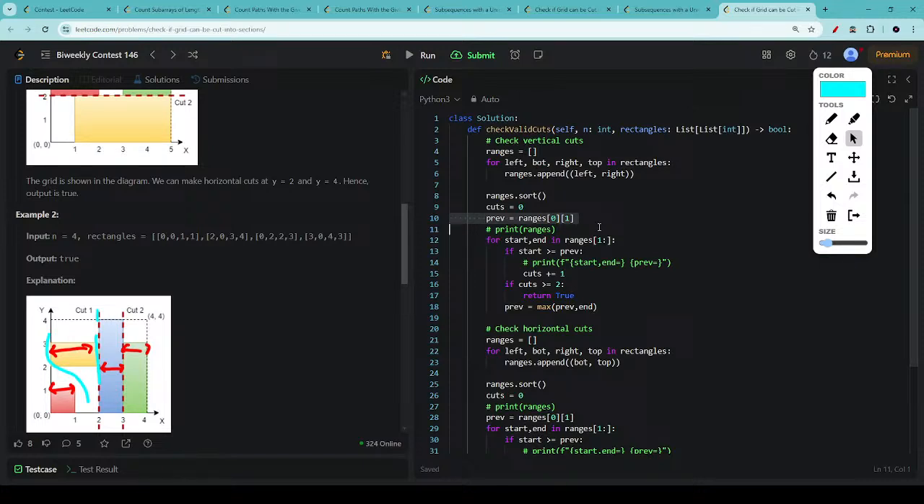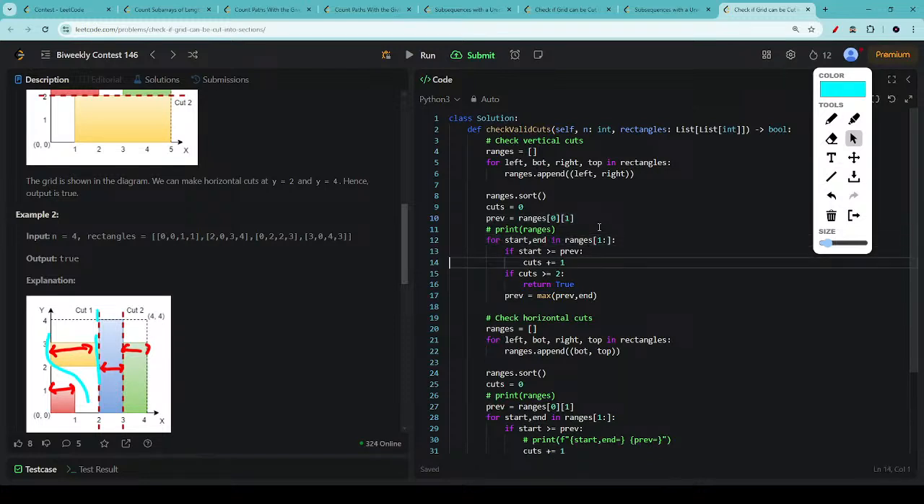You start with the first rectangle. Its previous range is 0. The previous end, the last endpoint that you see. And then you go through the rest of the ranges. You check whether your start is greater or equal to the last end. If you are, you can make a cut here at the start. If you make 2 cuts, you're done. If not, then you move the end to the max of the previous end and your end.